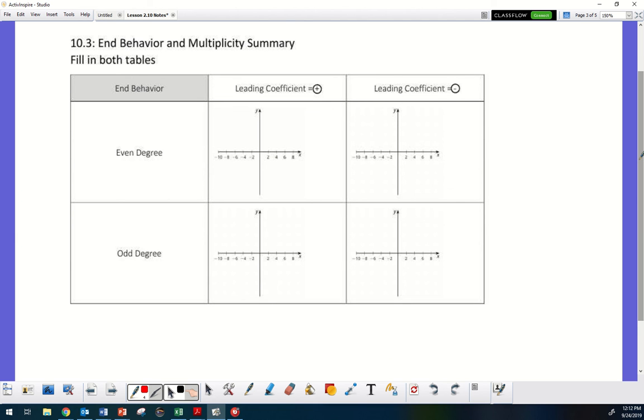All right, so end behavior and multiplicity summary. So leading coefficient. If it's even and positive, now can you guys show me positive? Positive, right? Even numbers, positive. It's going to touch at one spot and go back up.